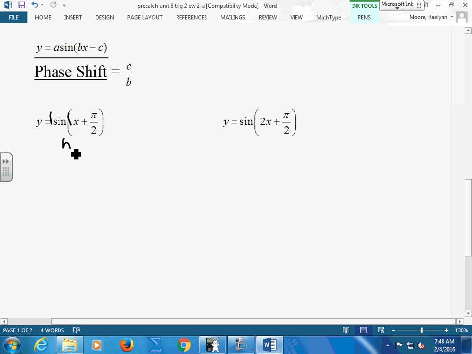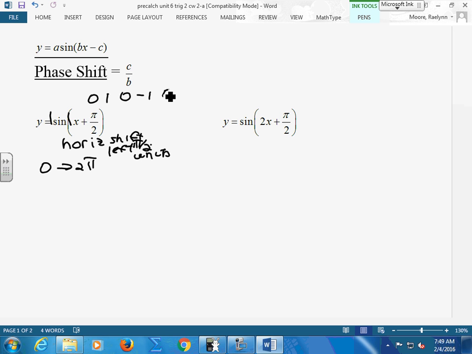Okay, so we're going to do a horizontal shift left pi over 2 units. So now, my normal cycle goes from 0 to 2 pi. It's a sine curve. I have to shift this. I have to start at -pi over 2. Doesn't that make sense, if I'm going to move it to the left?